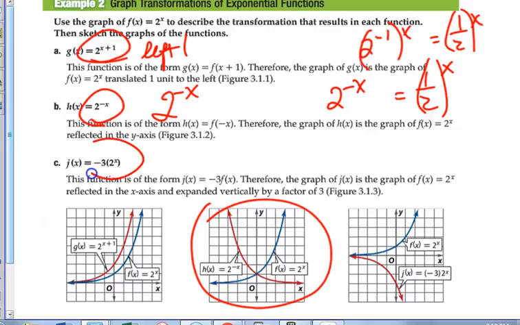All right, this guy was multiplied by a negative 3 out front. A negative 3 on the whole thing reflects it over what? Reflects over the x-axis, so it becomes a negative. And then it was stretched a little bit, so instead of crossing at negative 1, it crossed at negative 3.